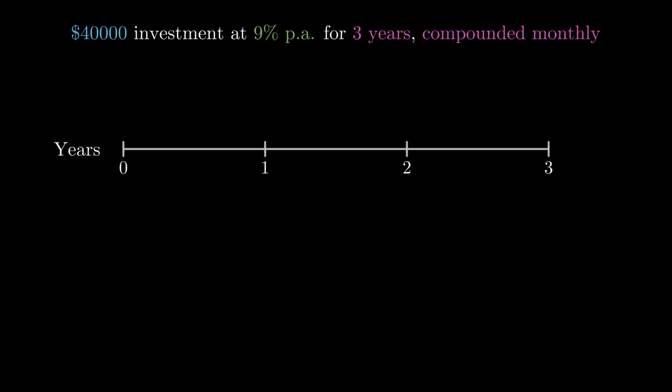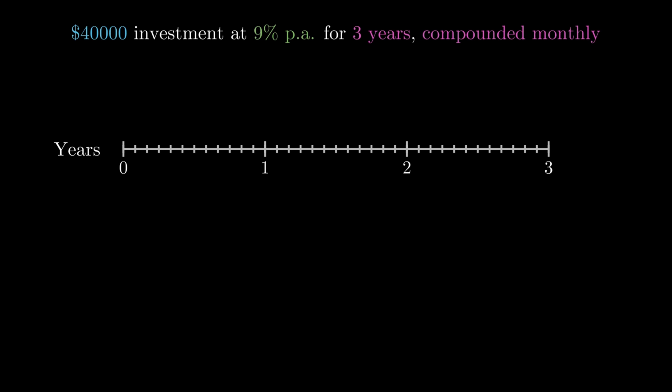This will be a timeline counting the number of years. So our investment is lasting in total 3 years. But because things are happening every month, we should chop this timeline further into months, so 12 for each year. First, let's think about the interest rate.